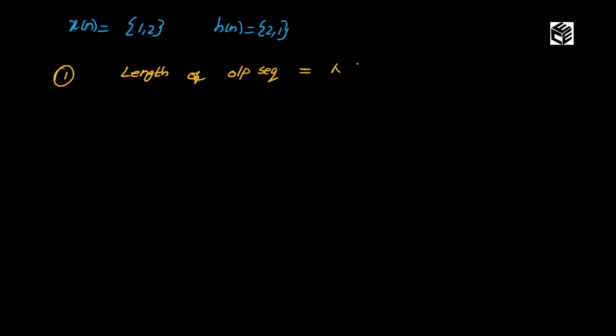Now let's check on this linear convolution for the same problem. I will tell you the first part, the second part you need to solve it. X of n is 1, 2 and h of n is 2, 1. What is the first step? We need to find the length of the output sequence. Length of the output sequence is equal to n1 plus n2 minus 1. Correct. Here n1 is 2 and n2 is also 2. Therefore, 2 plus 2 minus 1 is equal to 3. So the length of the output sequence is 3.